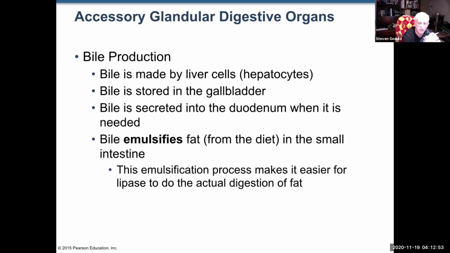Bile production. Bile is made by liver cells, which are hepatocytes. Bile is stored in the gallbladder. The gallbladder does not make or produce bile. The bile is secreted in the duodenum when it's needed. What bile does, it emulsifies fat. It suspends the fat in the small intestine so it can be broken down. Emulsification makes it easy for lipase to actually digest the fat.